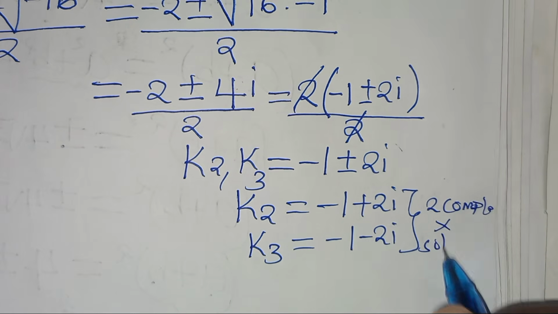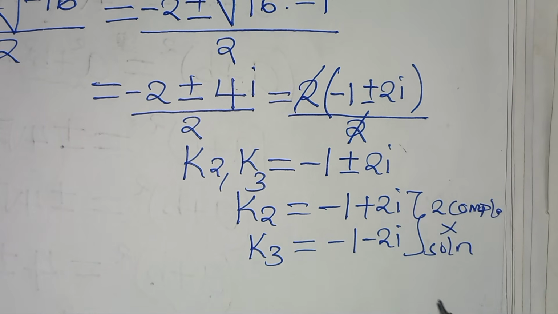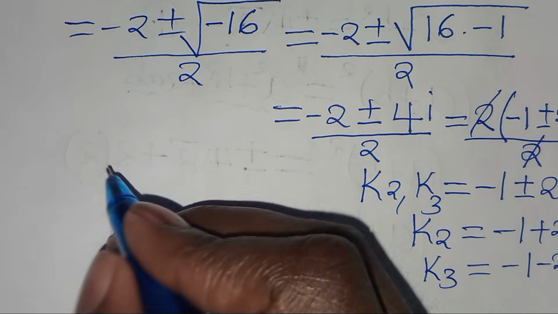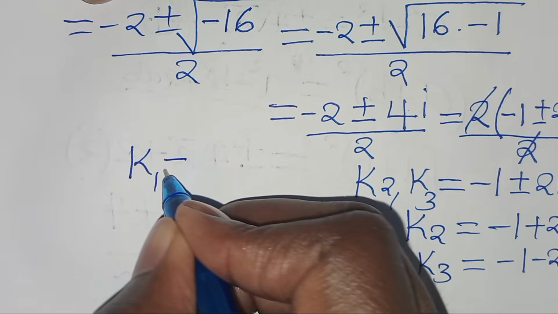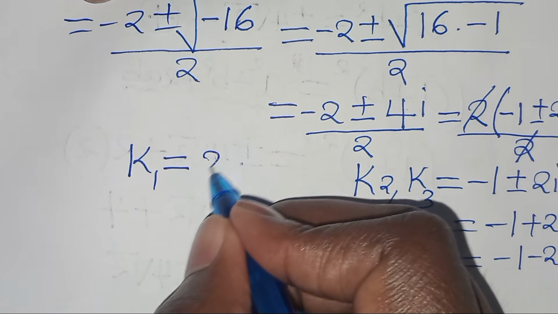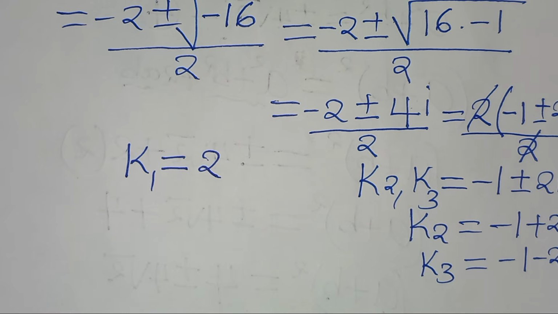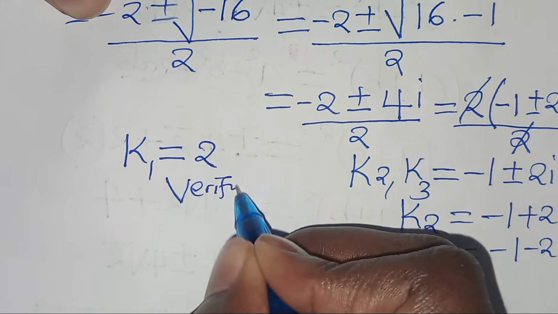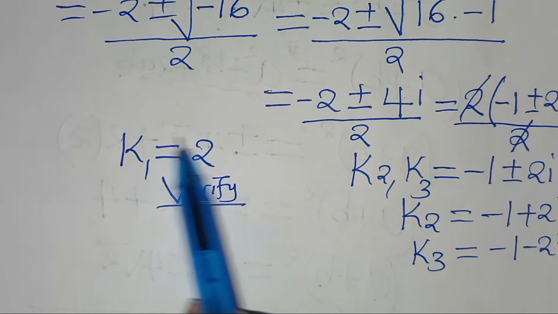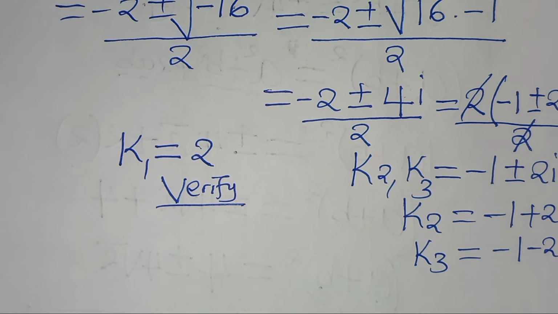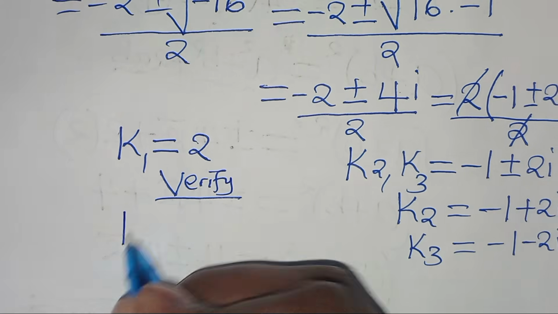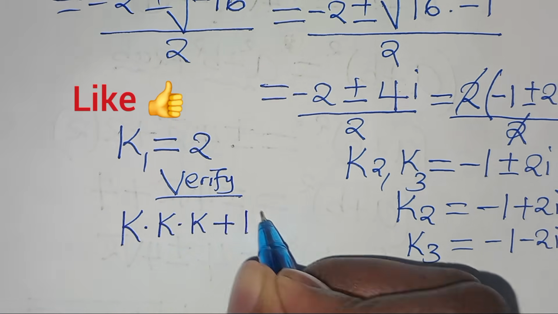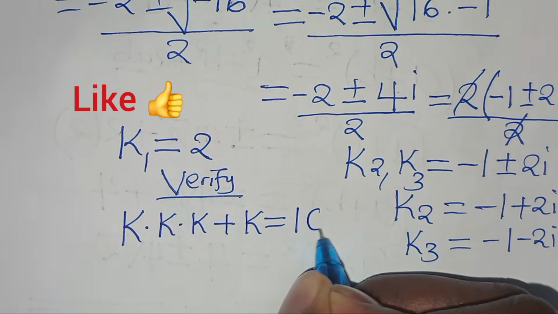These are two complex solutions for this algebra problem. We only have one real solution, which is k1, and this is equal to 2. So the next step, let's verify that this real solution satisfies the equation. If you recall, we have that k times k times k plus k should give us a value of 10.